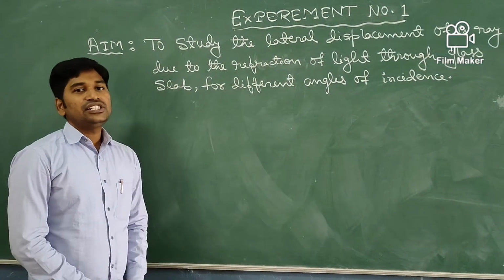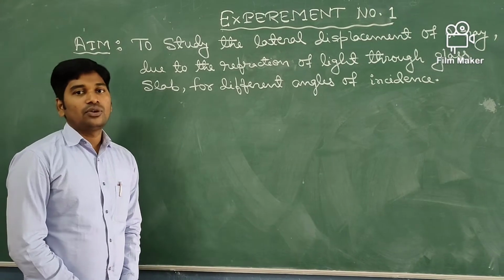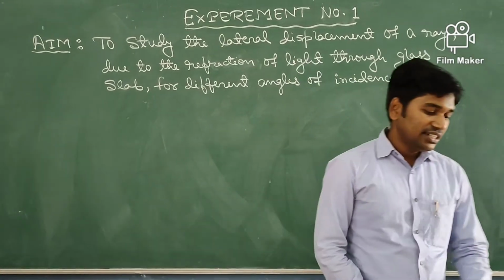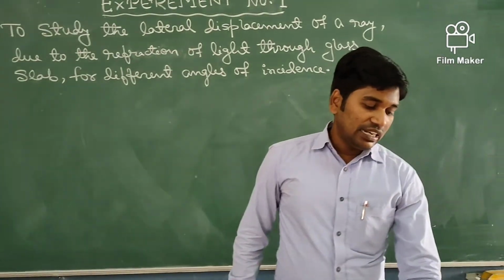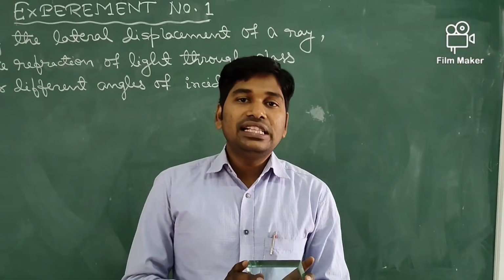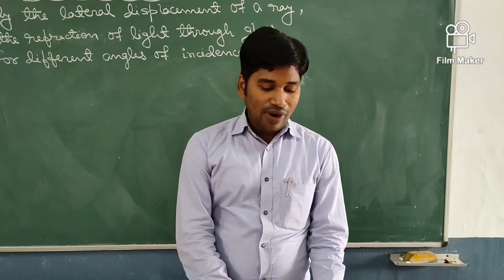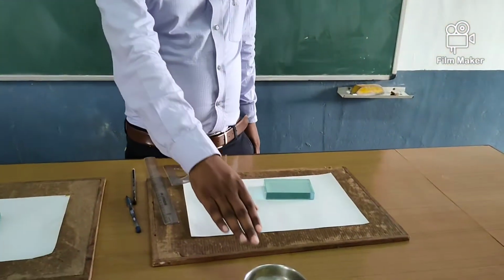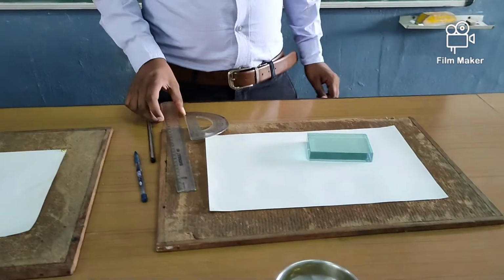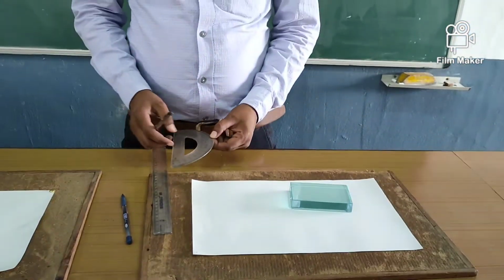For this experiment we need some apparatus. What are the apparatus required? We need a glass slab, through which we will see the refraction of light, a white sheet, paper pins, some other pins, a scale, a protractor, a pencil, etc.